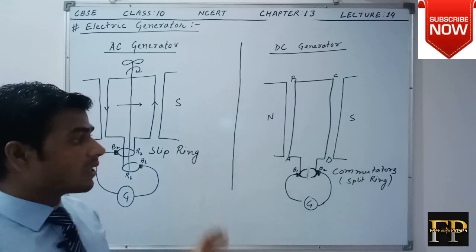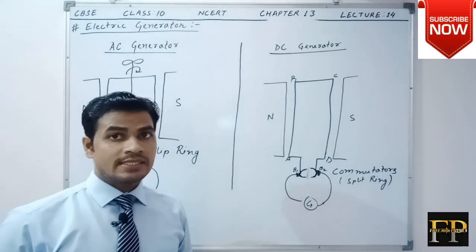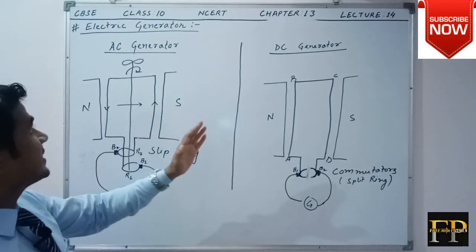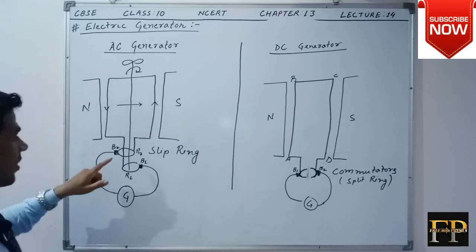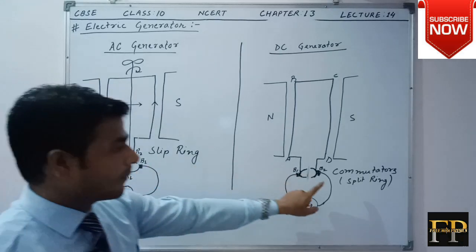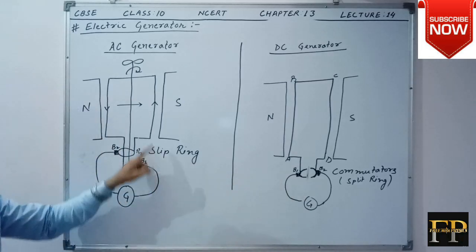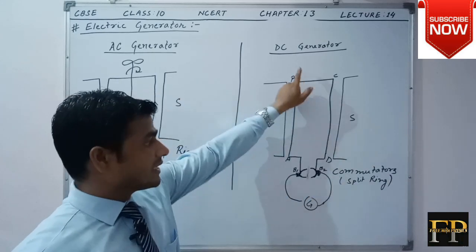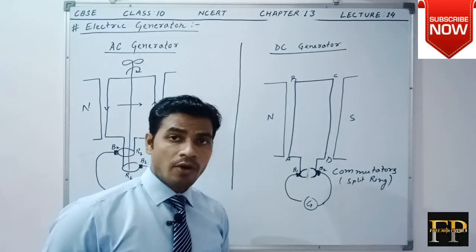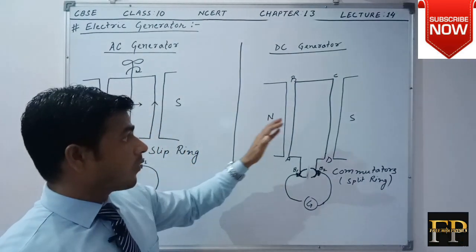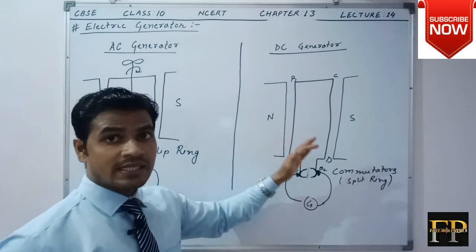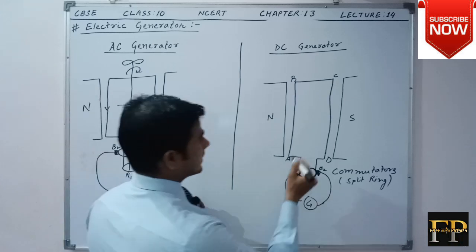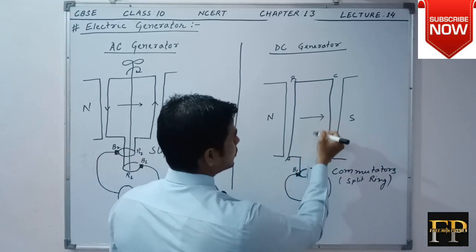So this is the construction of the DC generator. What is the change between the AC and DC generator in the construction? The only difference between the AC generator and the DC generator is the slip ring and the commutator. There is a slip ring in AC generator and there is a commutator or split ring in DC generator. Now we will discuss the working of the DC generator. So we know that the direction of magnetic field is from north to south.